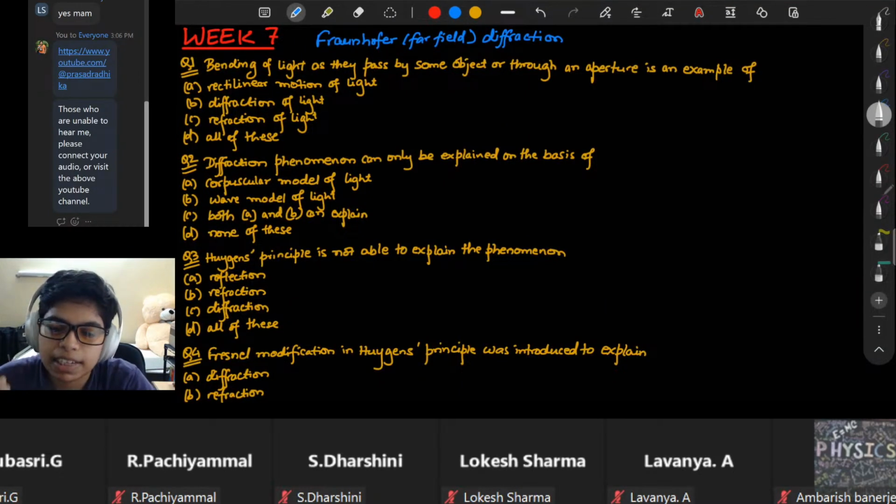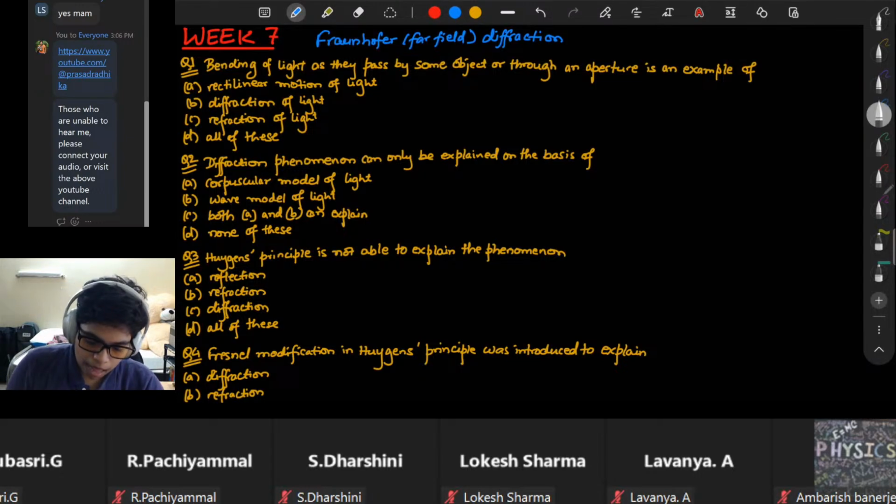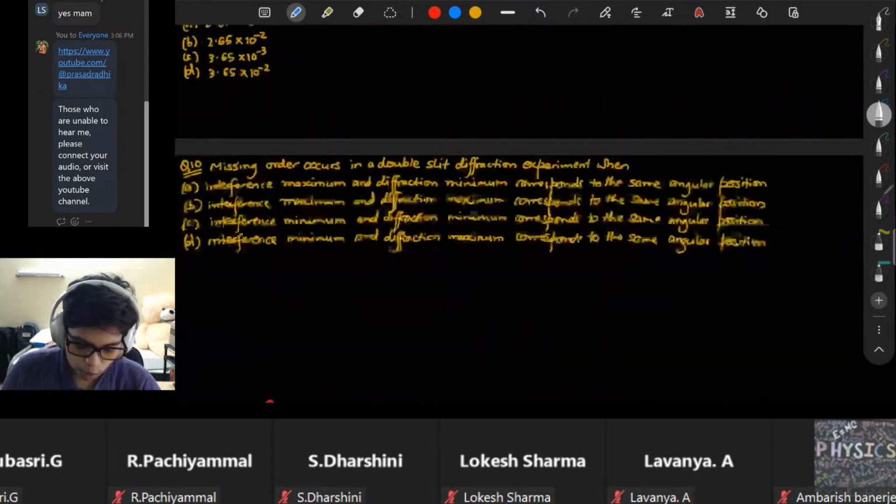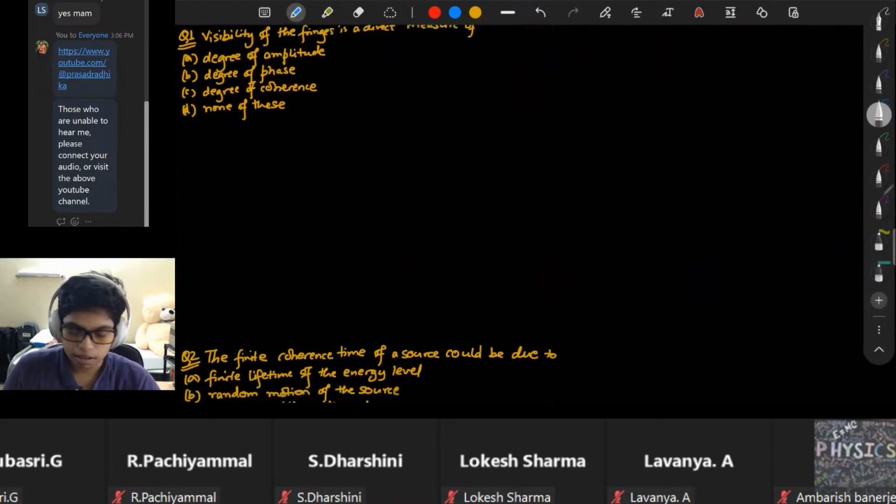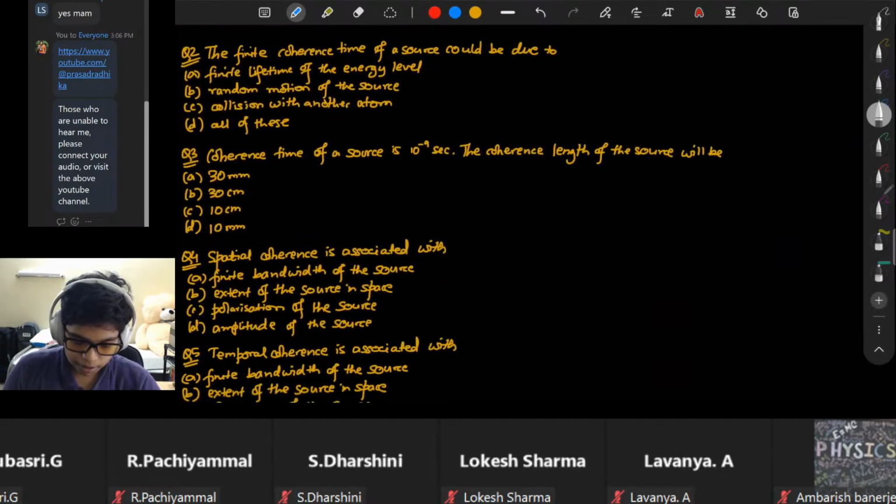Then you can see basically how the slit width, the slit separation, the wavelength and the number of slits, how these parameters affect your diffraction pattern. So those simulations will give you some idea. And after that, I will also discuss some previous week assignment questions.